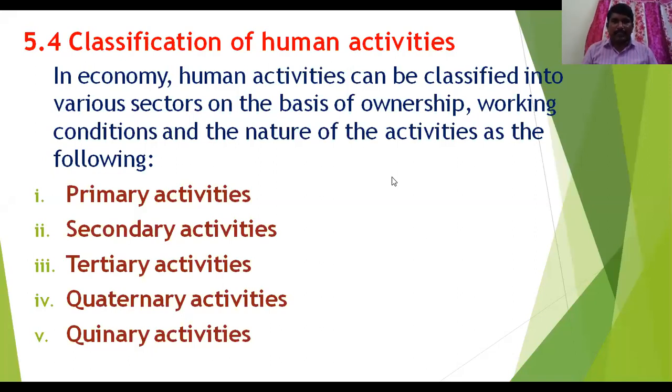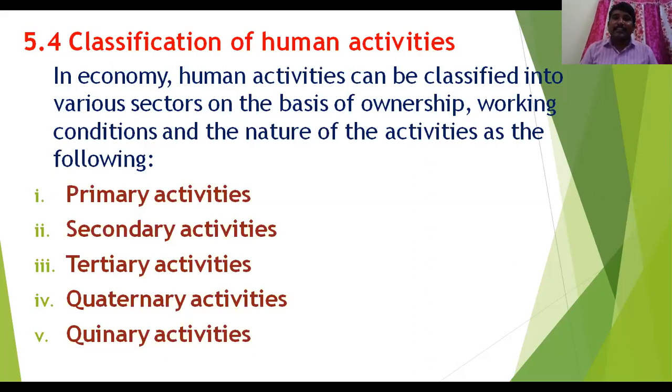1. Primary activities. Primary activities pertain to obtaining natural resources from nature directly. Hunting, gathering, farming, animal husbandry, fishing, obtaining forestry products, obtaining minerals from the earth's crust, etc. all come under the primary activities. Since these activities are outdoor in nature, the people engaged in this profession are called red collar workers.